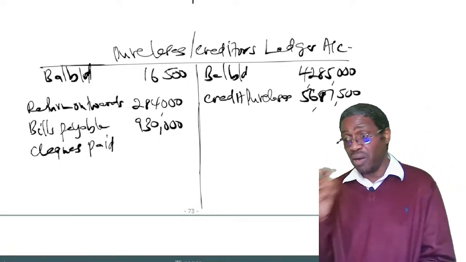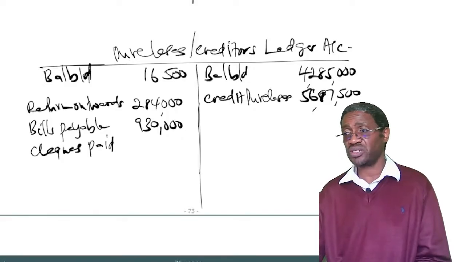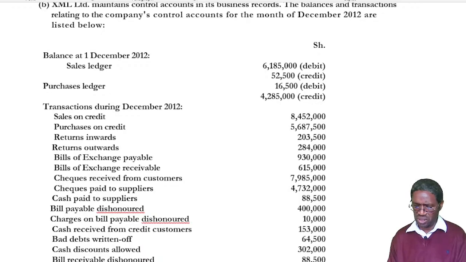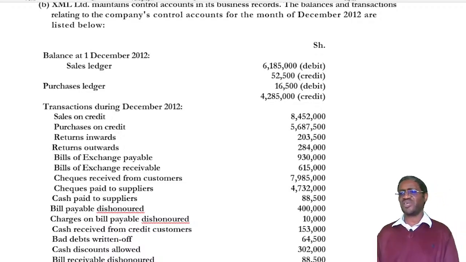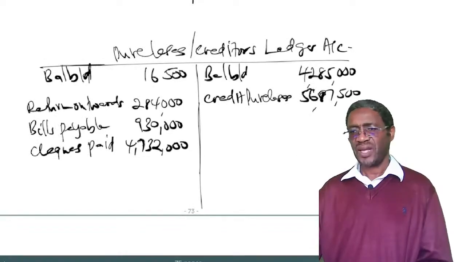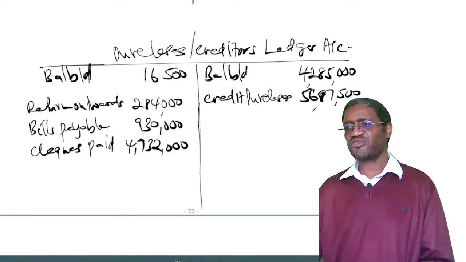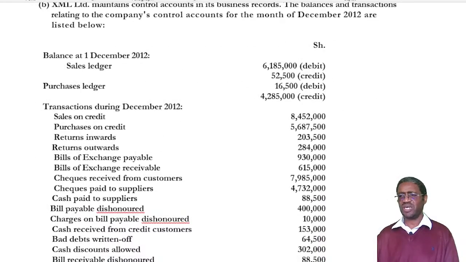We paid them how much in total for the creditors? $4,773,000. No, $4,732,000. So $4,732,000. Good. That's what we have done. Next one. After paying creditors, what came next?